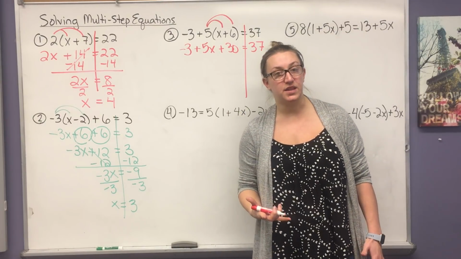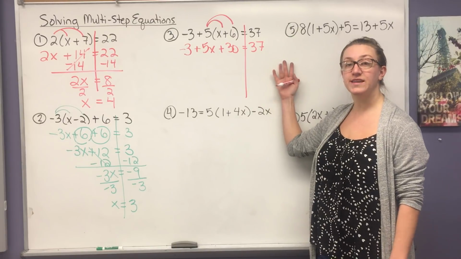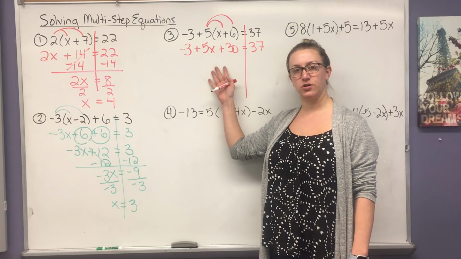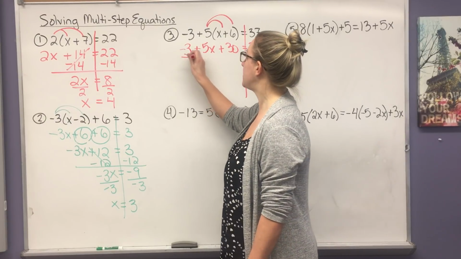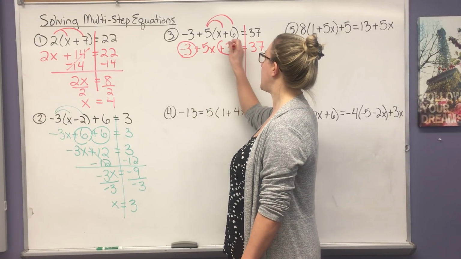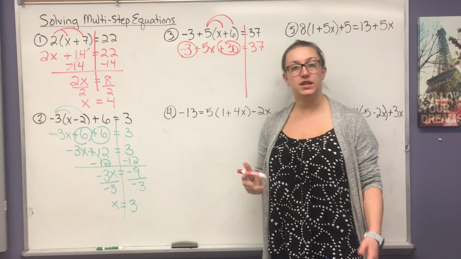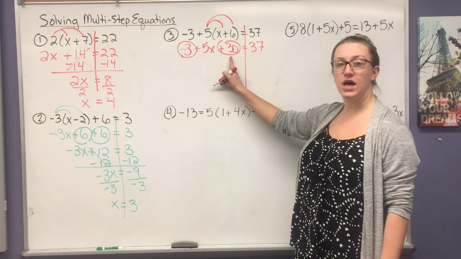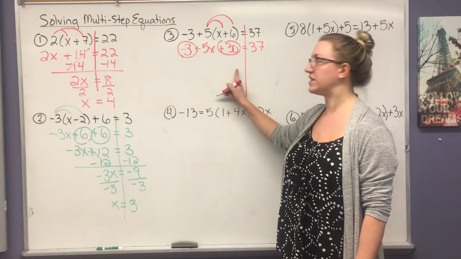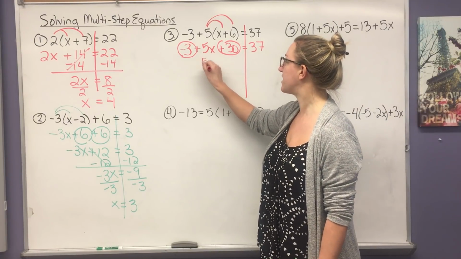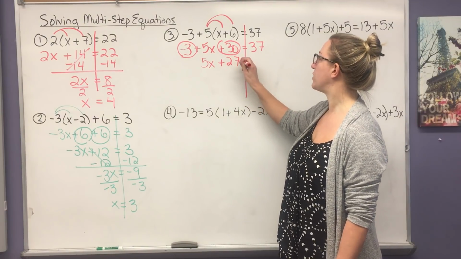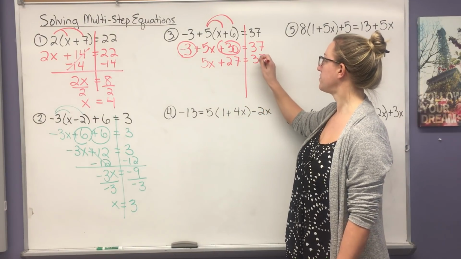Now I check for combined like terms. Nothing going on the right side, just a lonely number. But on the left, I do have like terms once again. I have like terms with negative 3 and positive 30. In the calculator or by doing mental math, negative 3 plus 30 is a positive 27. But I'm going to bring down that 5x first and then write our positive 27.